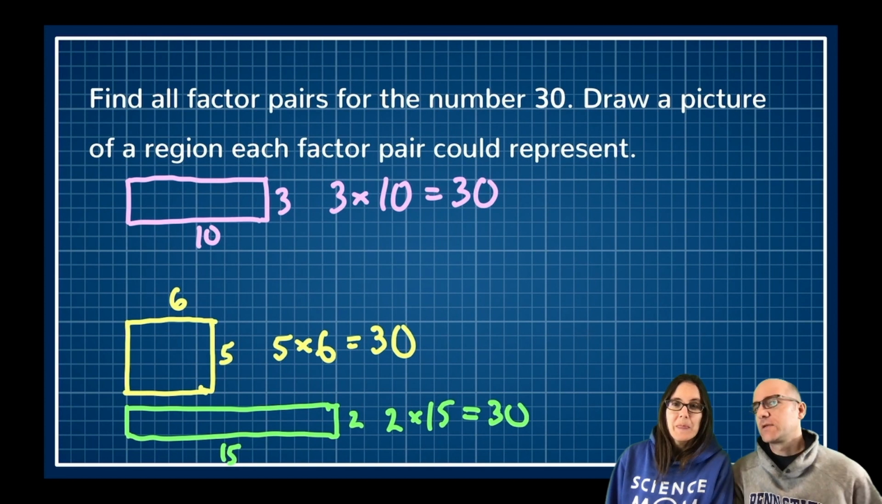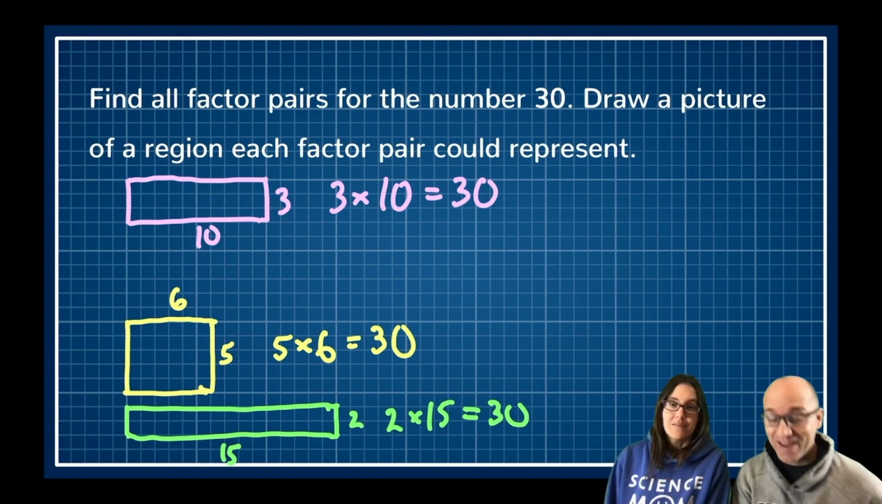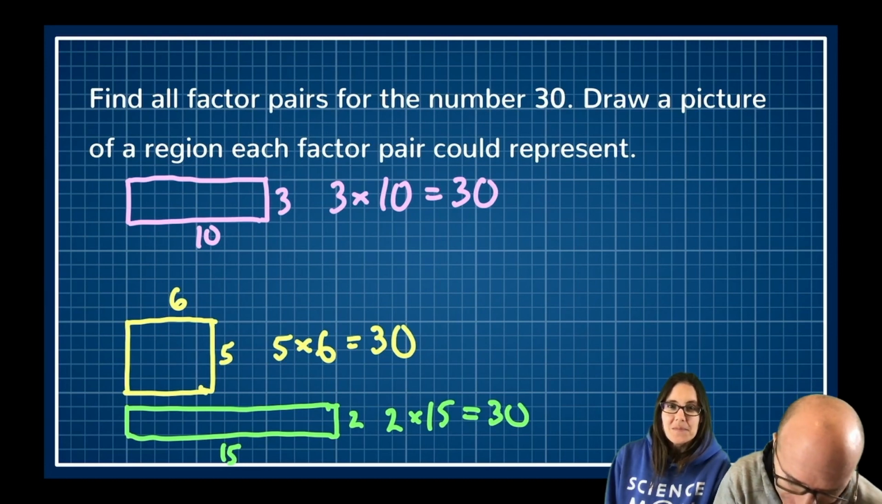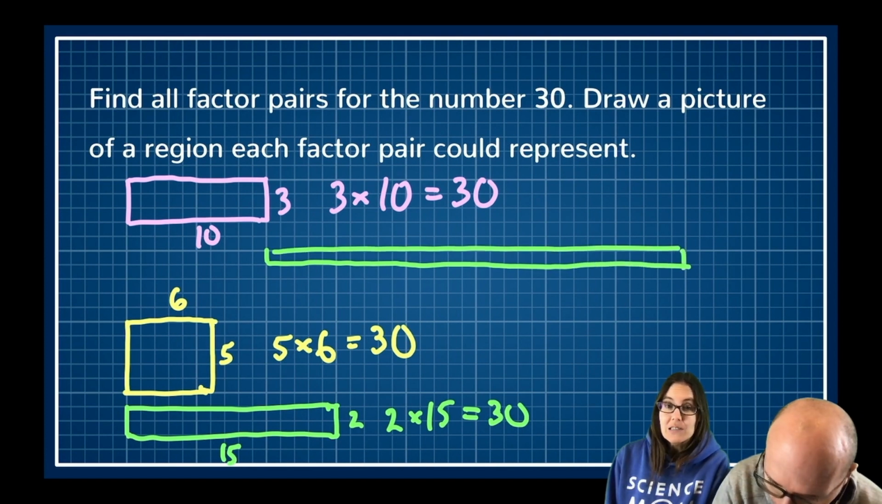So there's one other way to make a rectangle of 30 blocks. Oh, 1 and 30. 1 and 30 is correct. So let's try drawing that out. So it's got to be 1, 5, 10, 15, 20, 25, 30. I think I drew that the right length. That's a very skinny box.